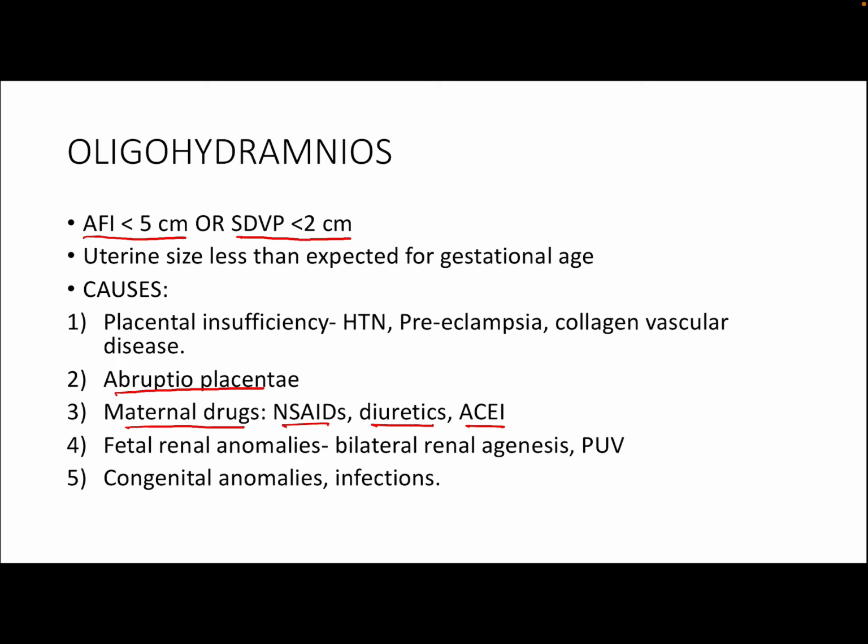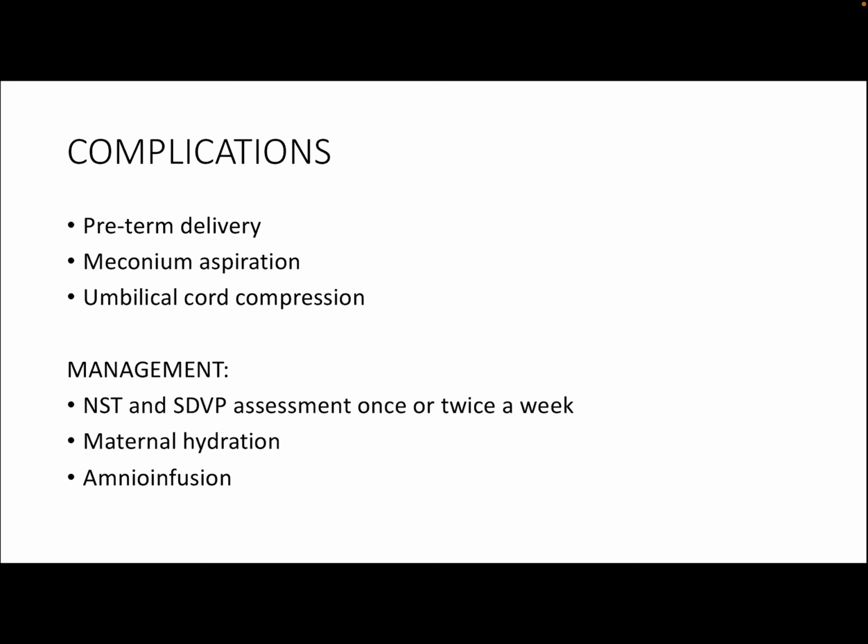Other causes are fetal renal anomalies like bilateral renal agenesis and posterior urethral valve that results in reduced urine output, and various congenital anomalies as well as TORCH infections can all lead to oligohydramnios. Certain complications of oligohydramnios are preterm delivery, meconium aspiration, and umbilical cord compression.